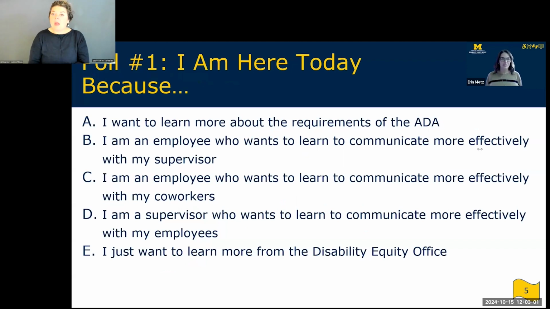Before we get started today, I want us all to take a very quick poll as to why we're here today. So perhaps you're here because you want to learn more about the requirements of the ADA. You're here because you're an employee who wants to learn to communicate more effectively with your supervisor. Maybe you're an employee who wants to learn to communicate more effectively with your coworkers. Or maybe you're a supervisor who wants to learn to communicate more effectively with your employees. Or maybe you're here just because you want to learn more from the Disability Equity Office.